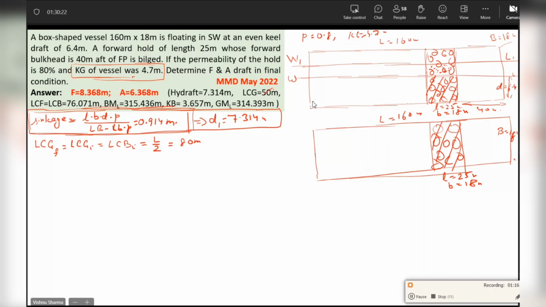I've written Super 50 answer meters. 15. Yes, sir. That's fine, sir. That must be a typo error. Yes, sir. Okay, sir. That's a typo. So LCG is 18 meters.